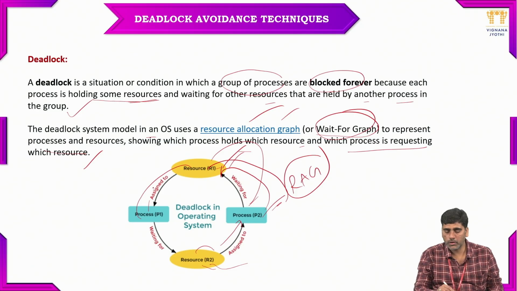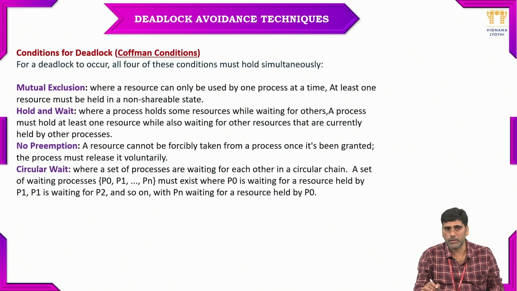In this diagram, the process P1 is waiting for the resource R2, shown as waiting for, and the resource R1 is assigned to the process P1, shown as assigned to. So the resource allocation graph represents both processes and resources, which resources are assigned to which process, and which process is waiting for resources. In simple terms, deadlock is represented in the resource allocation graph, where processes are represented by rectangle symbols and resources by ellipse symbols.